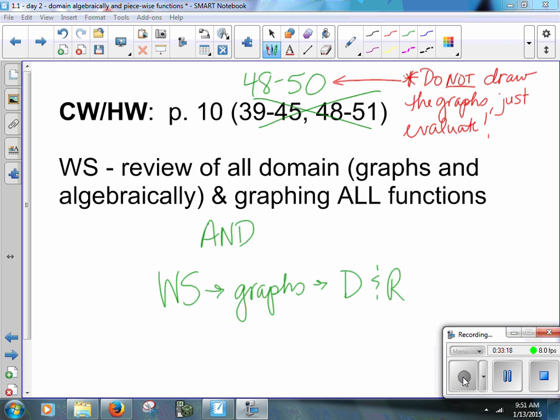See, I told you to start talking. Hey guys, listen please. Do not draw 48 through 50. It's not necessary. Just evaluate from the piecewise function and then do the worksheet. Got it? Okay, and you may continue talking.